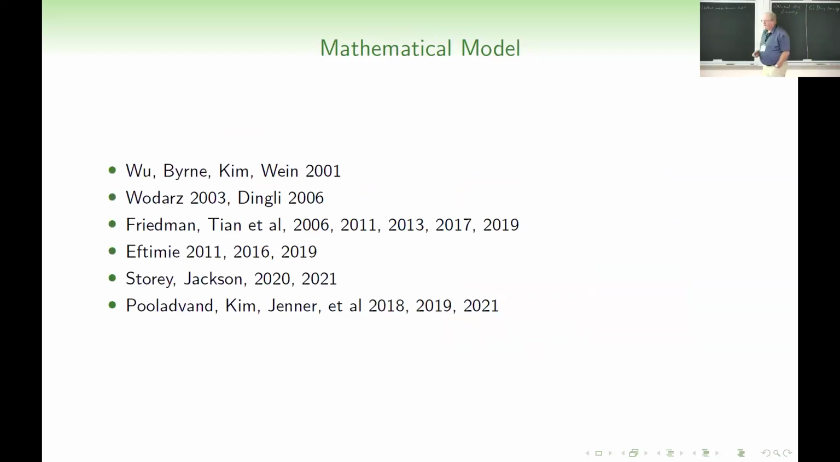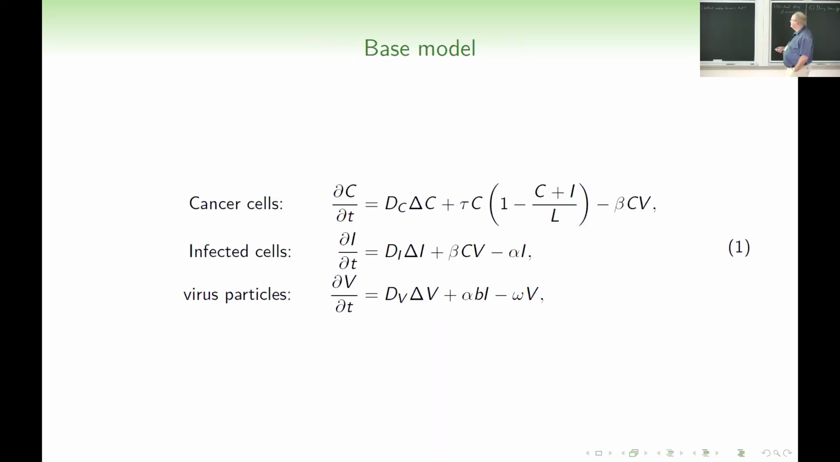Okay. So as I said, there's lots of work being done on oncolytic viral therapy modeling, and here are important names in this area. And this all comes down to a relatively standard model, which is this. So here we have equations for the cancer cells, infected cells, and virus particles. And in this case, I use standard diffusion for the spatial spread of all these. We have a logistic growth and a competition term here between the cancer cells and the infected cells. There's an infection term. And then this here is important. B is the burst size. So this is how new virus particles arise.